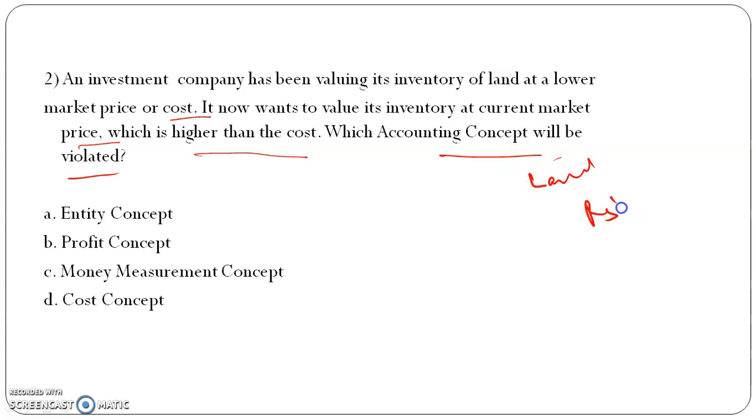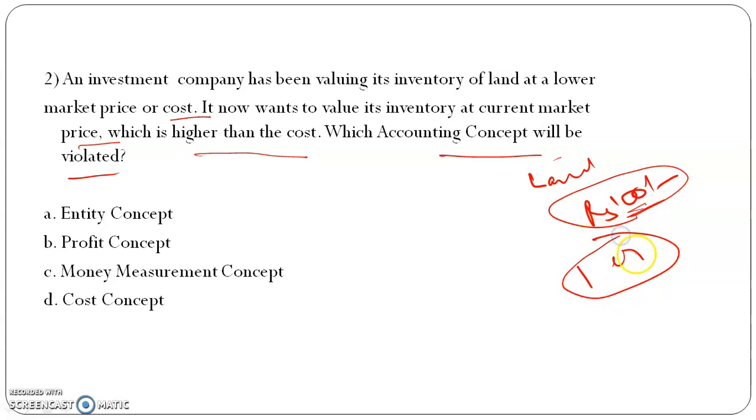for rupees 100, say, and nowadays that land costs rupees 1 crore. If you are writing in your account books, your cost concept says that always your land cost will be 100. This is what the cost concept says. But if you write 1 crore, that is the current market price, then it will be violating your cost concept. So here they are writing inventory at current market price. So the cost concept is violated here. So the correct answer will be cost concept only.